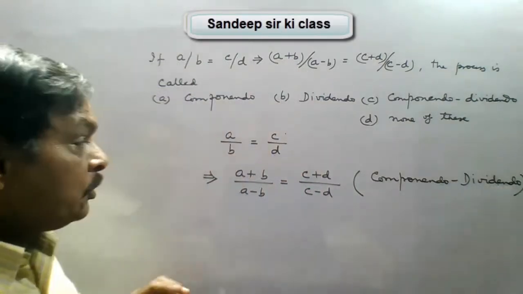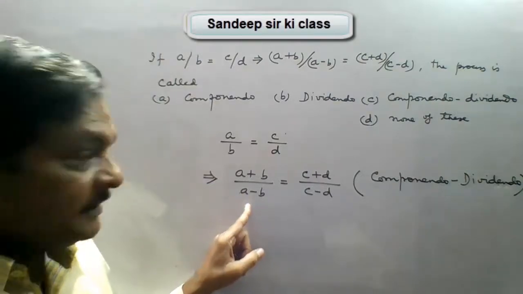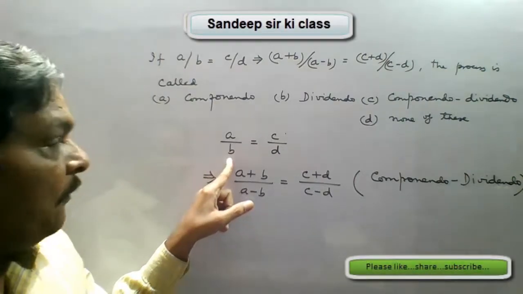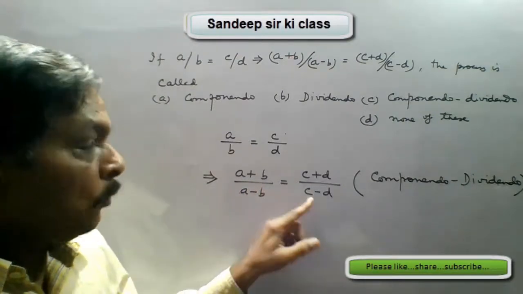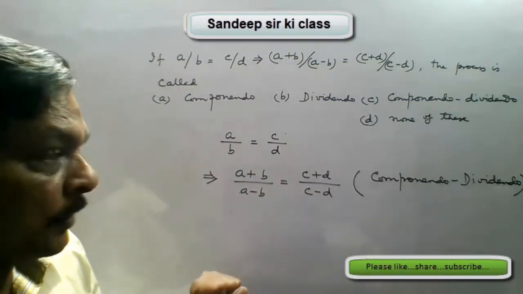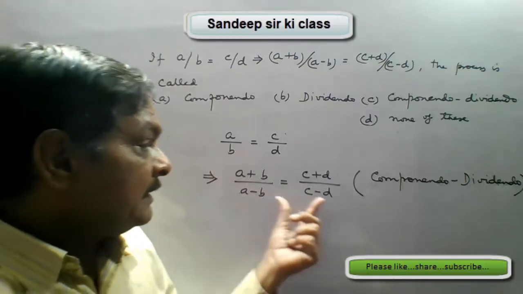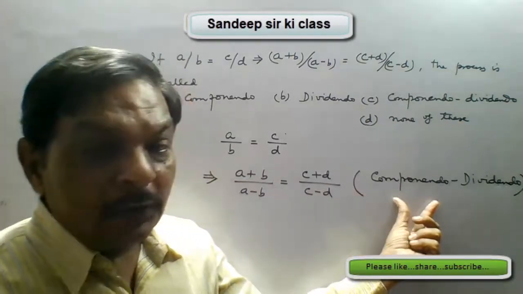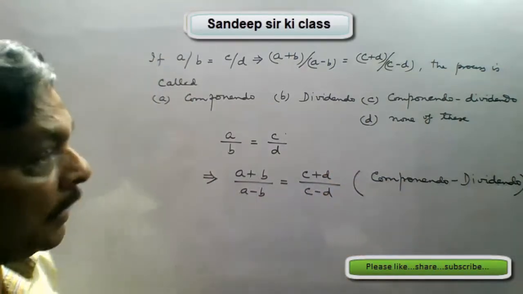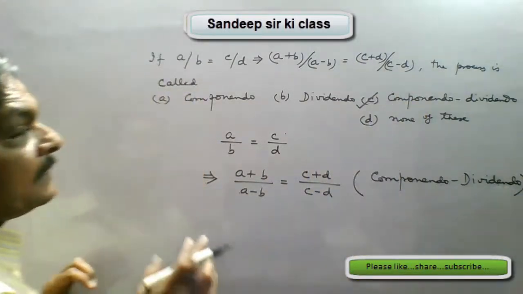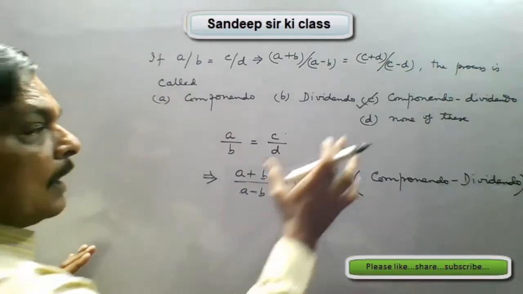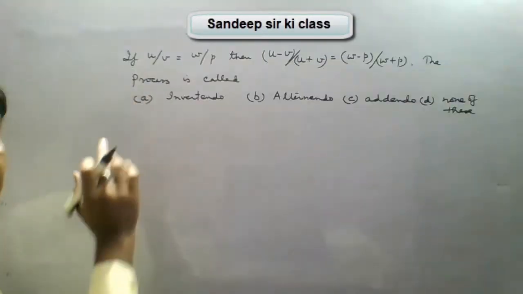We have seen in theory that how we can achieve it by adding 1 both the sides and subtracting 1 both the sides and dividing those two equations. We obtain this as componendo dividendo property. So here option C is correct. This process is called componendo dividendo.